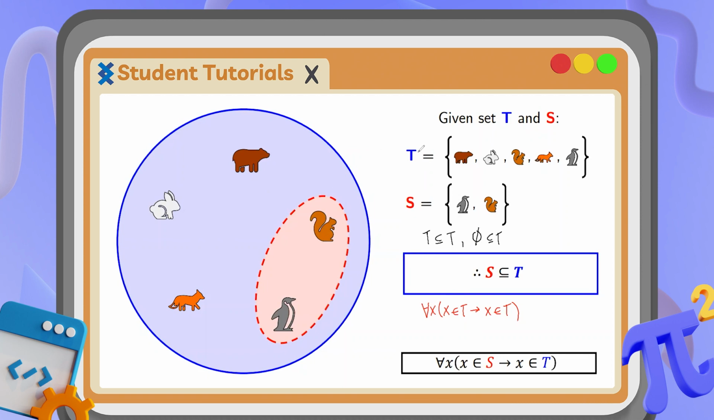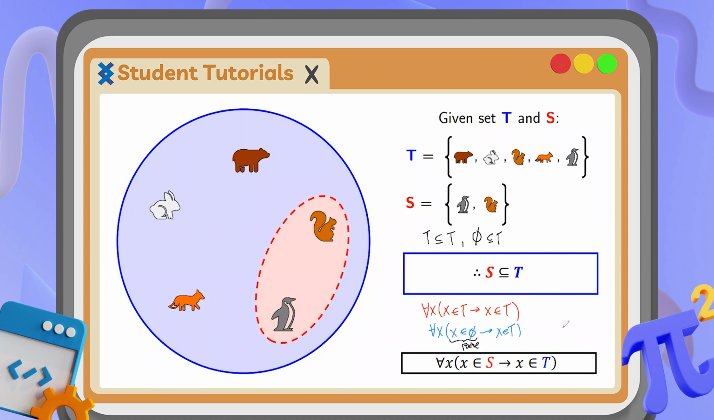And then another case is if the null set is a subset of the set. So for all of X, we can translate this into if X is an element of the null set, then X is an element of the set. Notice how this one would always be false, because it cannot be possible that an element is part of the null set, which contains nothing to begin with.